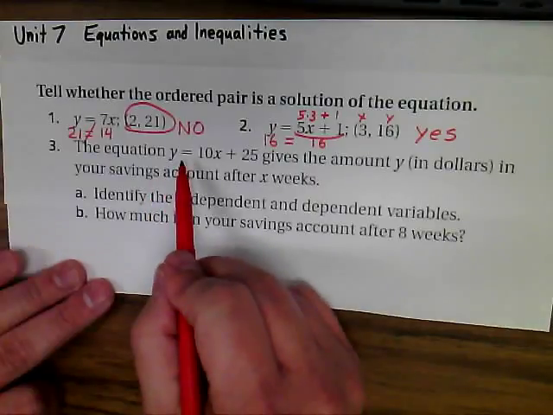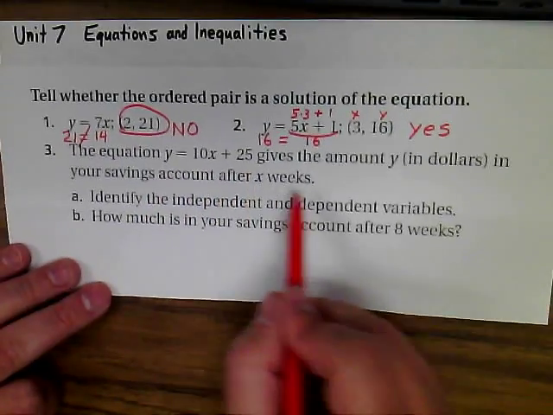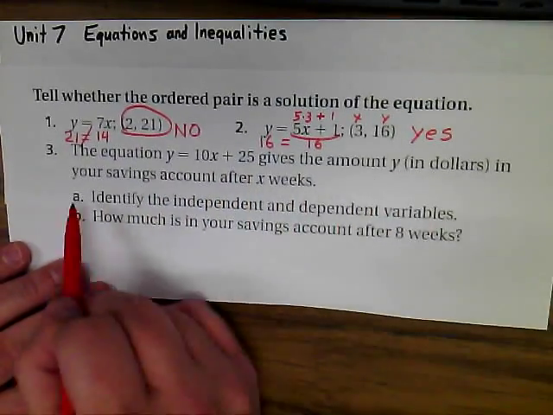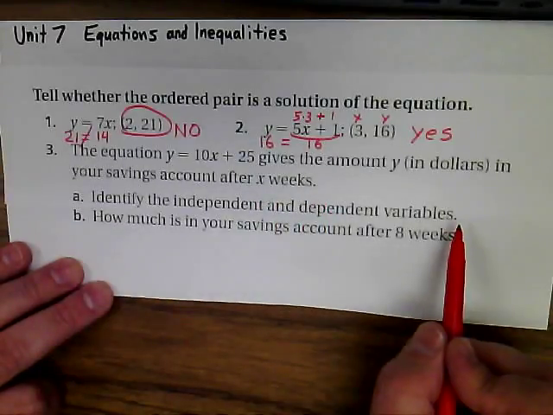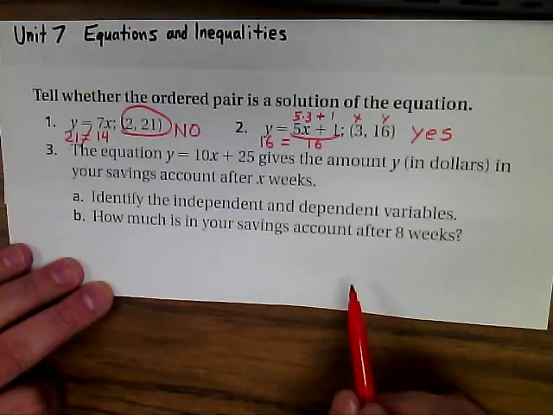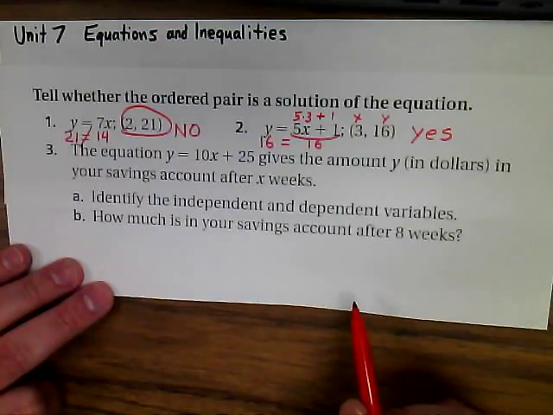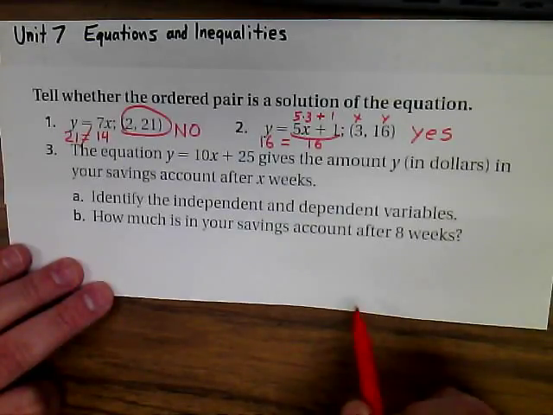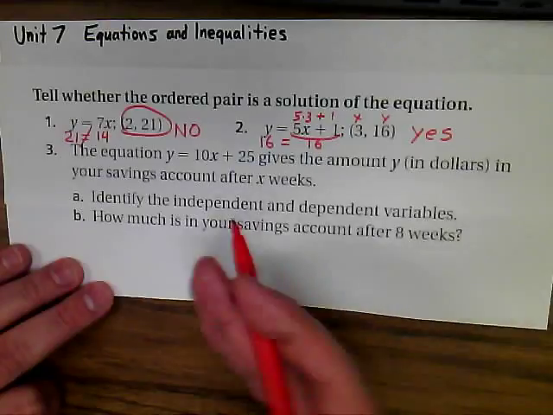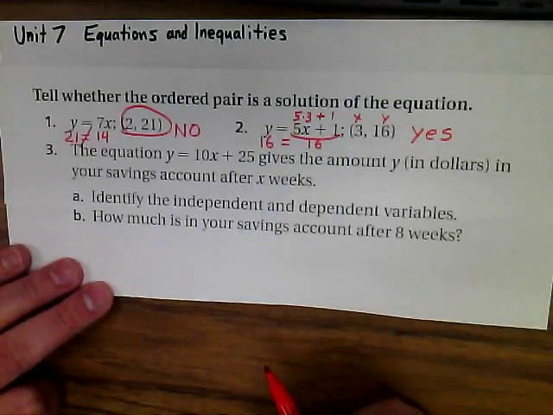The equation y equals 10x plus 25 gives you the amount y in dollars in your savings account after x weeks. Identify the independent and dependent variables. Well, in this case, it's very easy to identify the independent and dependent variables because y is always your dependent variable. Your independent variable is always x. However, the same scenario could have been given with different variables. We want to understand what that means.